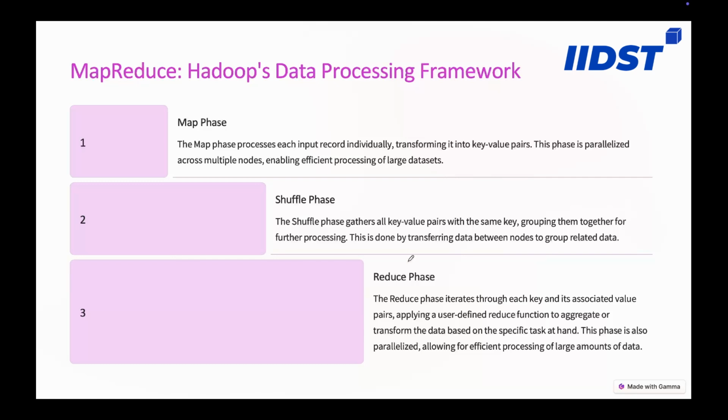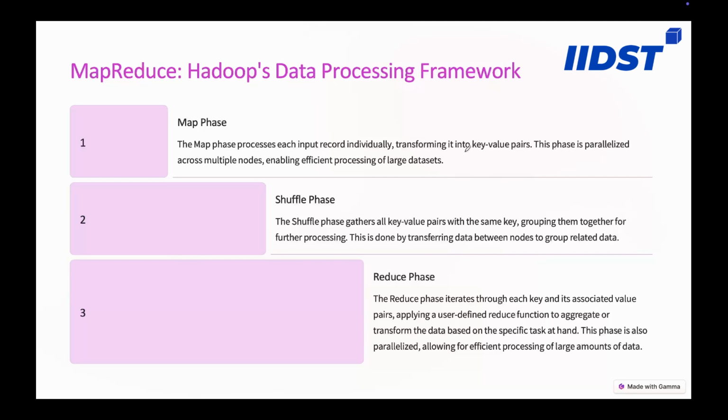Then comes the final phase, which is the reduce phase. It iterates through each key and its associated value pairs, applying a user defined reduce function to aggregate or transform the data based on the specific task at hand. This phase is also parallelized, allowing for efficient processing of large amounts of data.